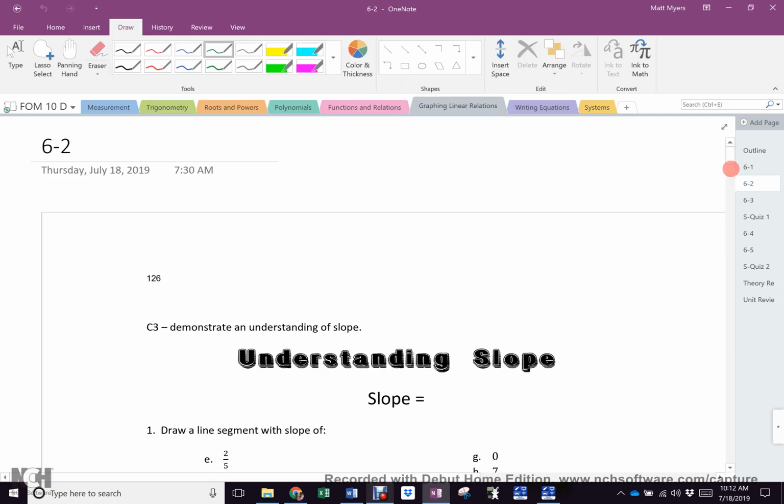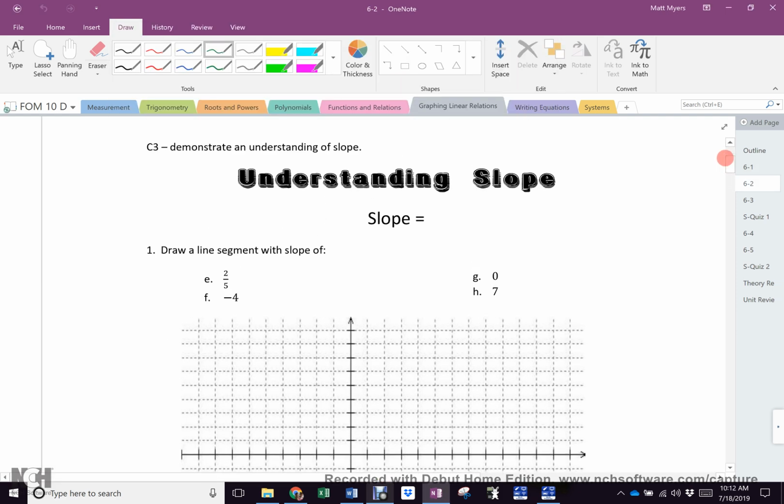All right, we are on page 126. Remember, the key to slope, all those things that it is, the easiest way to think about it is rise over run. Up and down, over side to side. It doesn't matter about anything else.